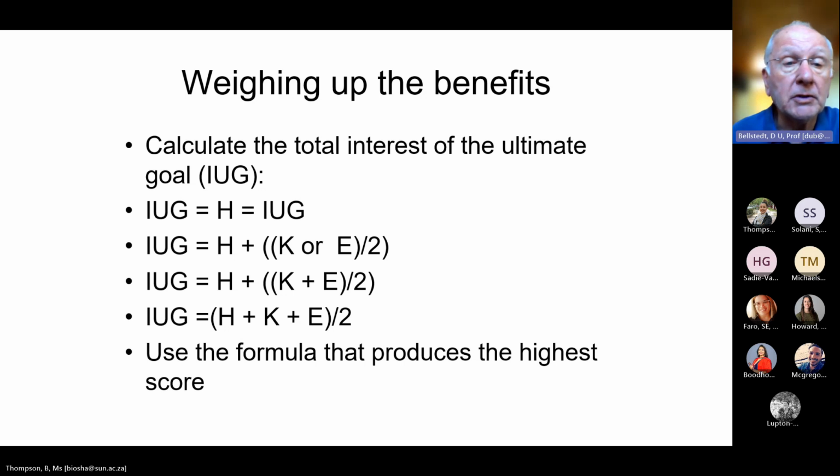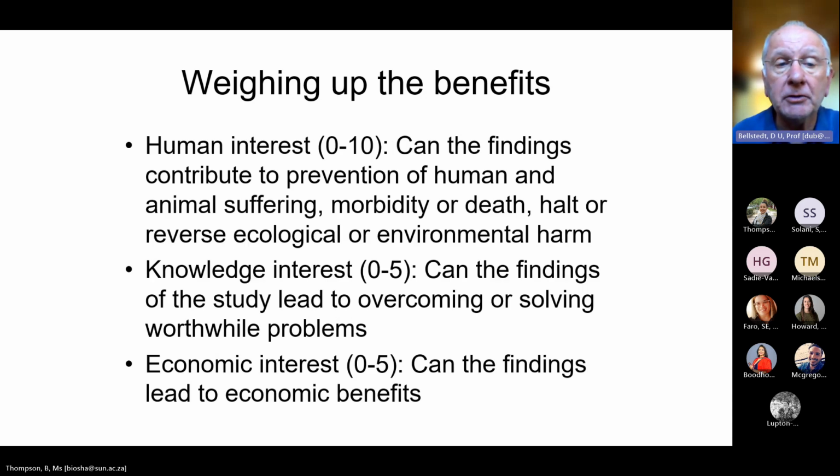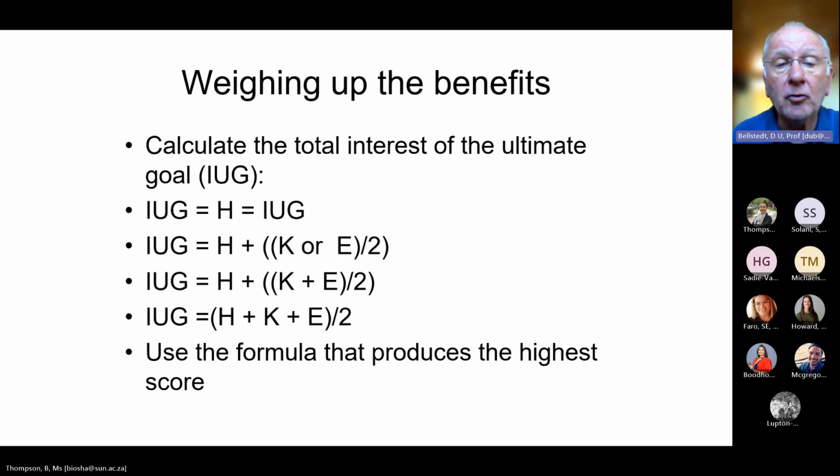And this is now this IUG, which is these different formulas. I'm not even going to try to name them, but if we just go one page back, please, Biosha. So you can see there that human interest is the first, H, knowledge interest is K, and economic interest is E. If we go to the next page again, you can see these are the various formulas that we sort of try to fiddle and try to get some idea of a combination of the weighing of these factors, which we then call the IUG.